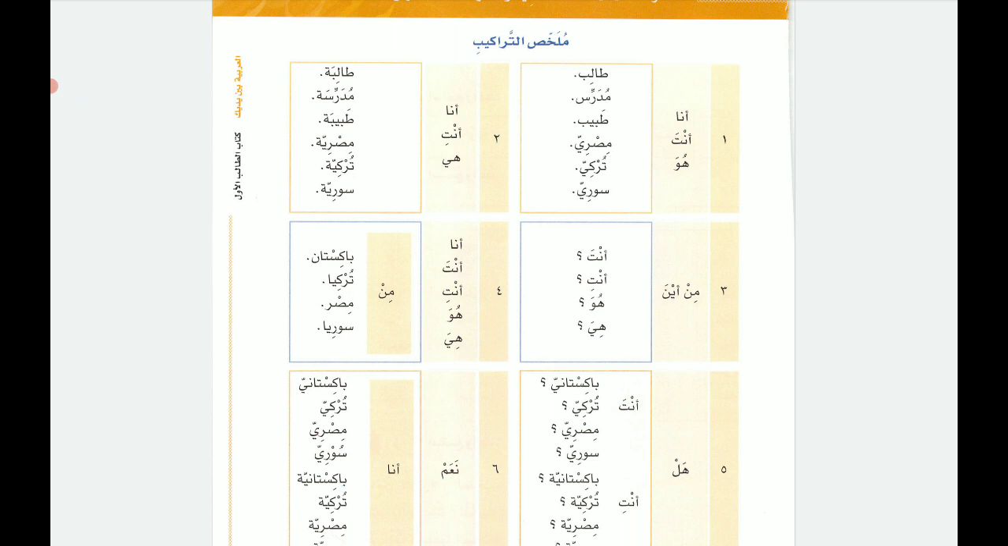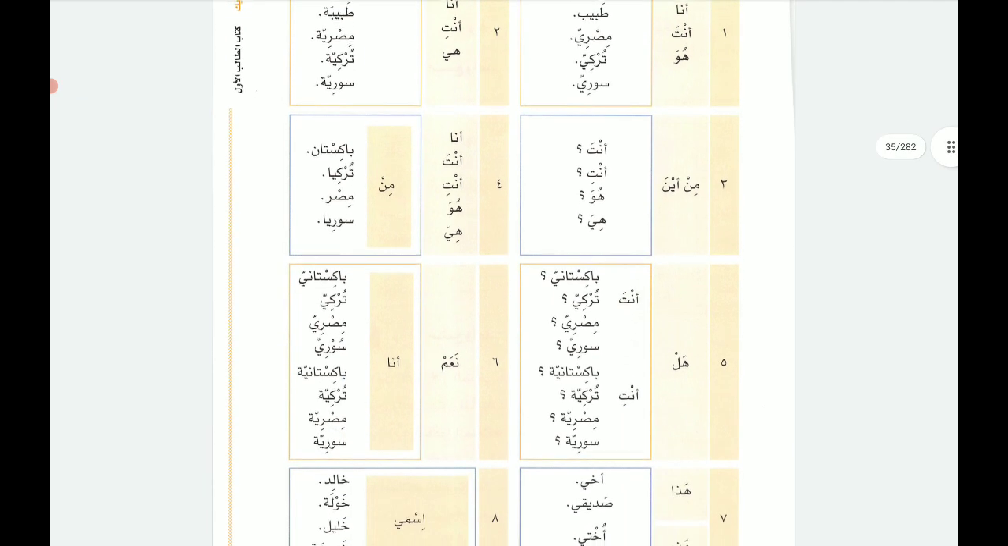You have Ana, again I. Anti, you. Hiya, she. So you have Talibatun. What's a Talibatun? Female student. And can I say now, here, Talibun? No. Why is that? She is a female. Yes, we have a female pronoun and then we have a female noun. We have Mudarrisatun, Tabibatun, then we have the nationalities that are for the woman.